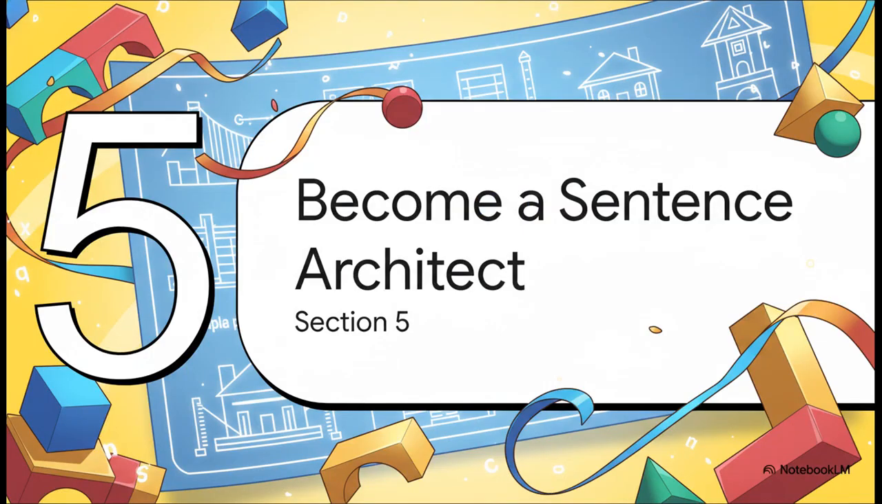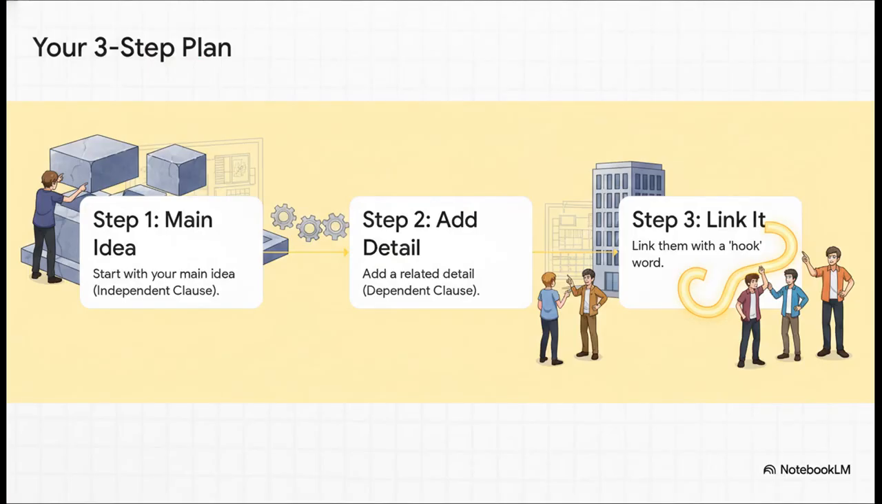So we've seen the building blocks. We've seen the connectors that hold them together. Now let's put it all into a simple plan that you can use to start building your own powerful sentences. Like right away. Seriously, it's this simple. A 3-step plan. Number 1, start with your main idea. That's your independent clause. Number 2, think of a related detail you want to add. The dependent clause that tells us why, when, or which one. And finally, number 3, pick the right hook word to link them together. That's it. It's really that straightforward.